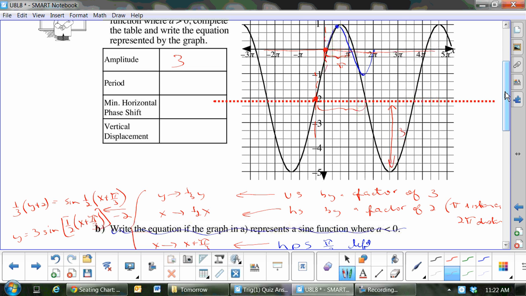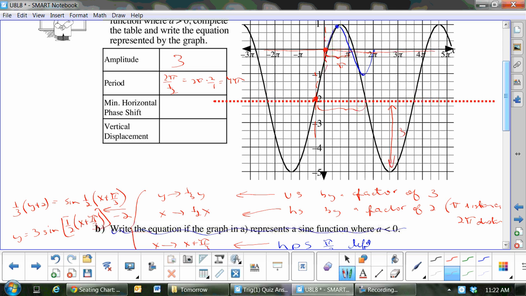Miss Goings, tell me how you got yours. What did you do, 2 pi times 2? Okay. Where'd you get that half? So you did 2 pi over half. What's the formula? It's 2 pi over b. Good. So then you got 2 pi times 2 over 1, which is 4 pi.